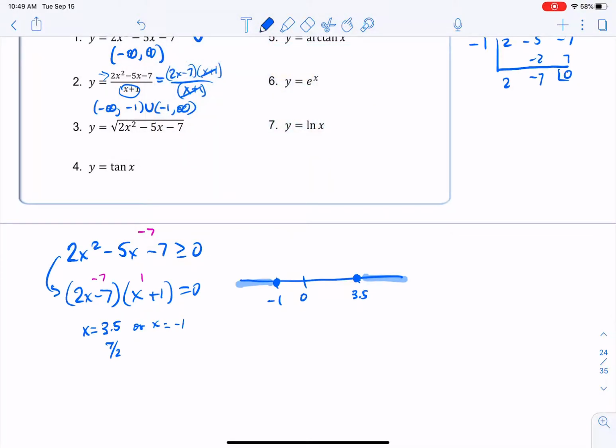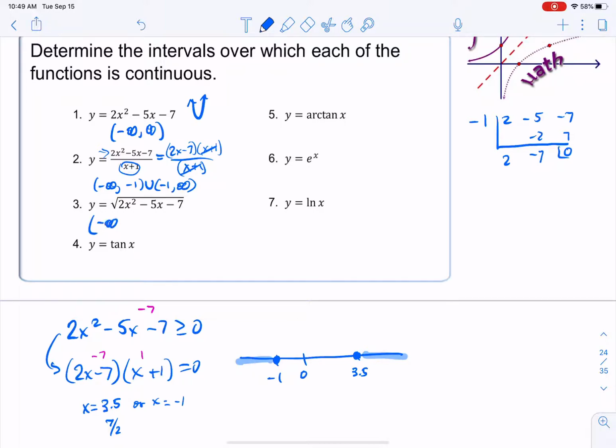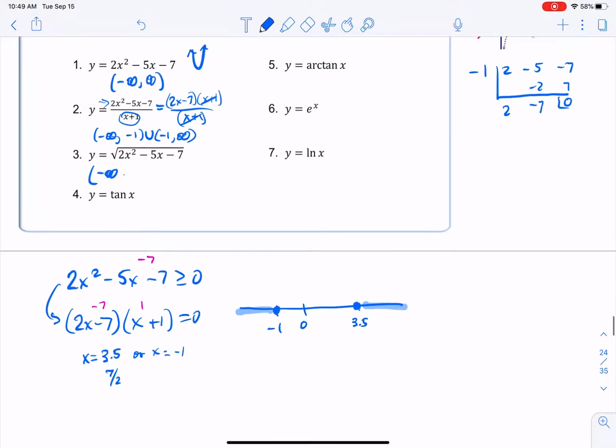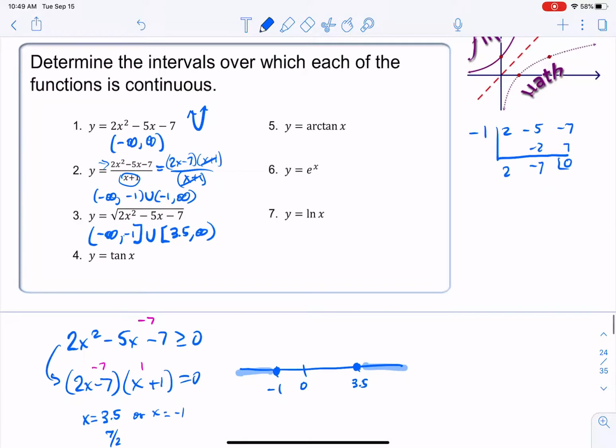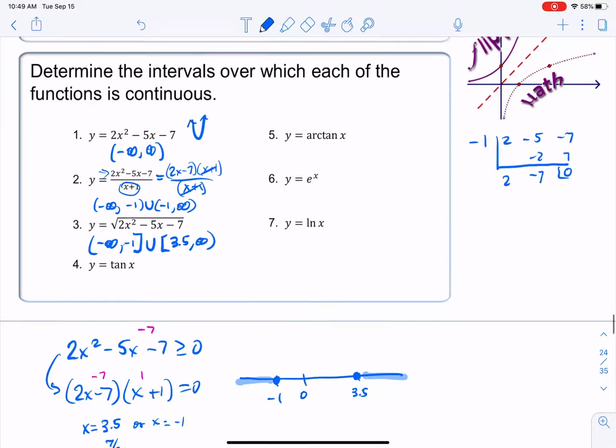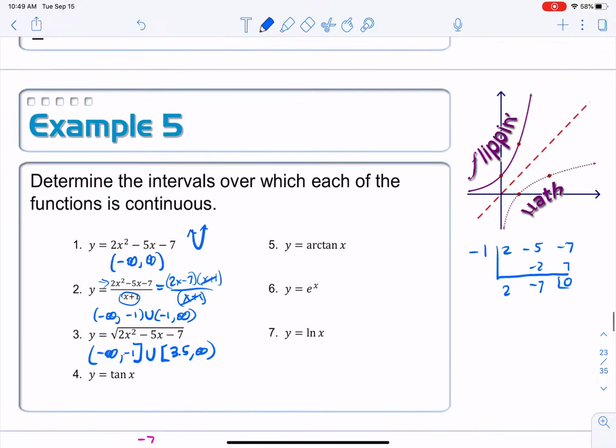Which means that this should be continuous from negative infinity up to negative 1. It'll be continuous from the left at negative 1 there. It's going to have a big gap in between. And then it'll do the second branch of that graph, whatever that thing looks like, from 3.5 to infinity. So think about what we're actually finding here, right? It's going to be important for the conclusion of this example here.